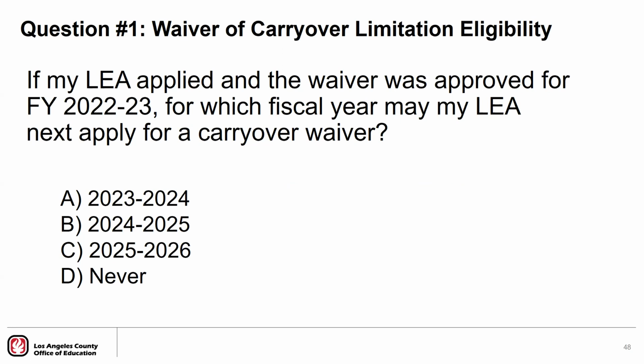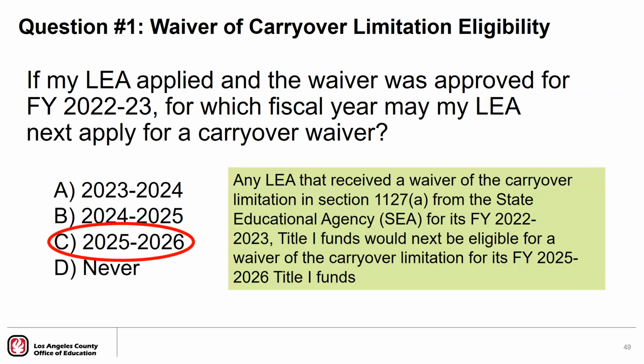Thank you. I see a lot of people selecting the correct answer. And let's see. Next slide, please. That's right. The correct answer is C. Any LEA that received a waiver of the carryover limitation in section 1127A from the SEA for its fiscal year 22-23, well, those Title I funds would next be eligible for a waiver of the carryover limitation during the 25-26 fiscal year.